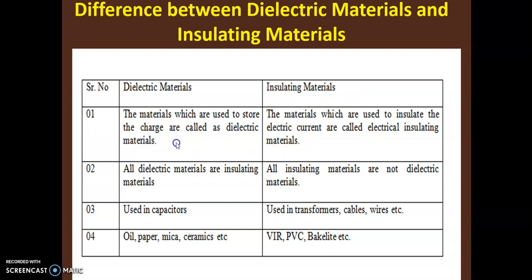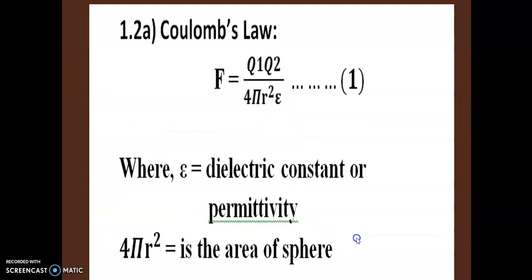But there is a small difference between dielectric material and insulating materials. All dielectric materials are insulating materials, but the main purpose of a dielectric material is storing charge. So they are used in capacitors, and we have seen dielectric examples: oil, paper, mica, ceramics. And insulating materials: VIR wire, PVC. VIR means vulcanized Indian rubber, PVC, polyvinyl chloride, bakelite. So I told you to remember all these characteristics and definitions in comparison form.